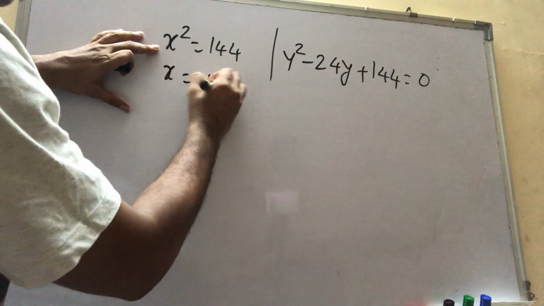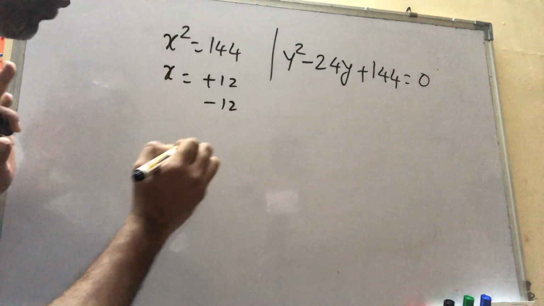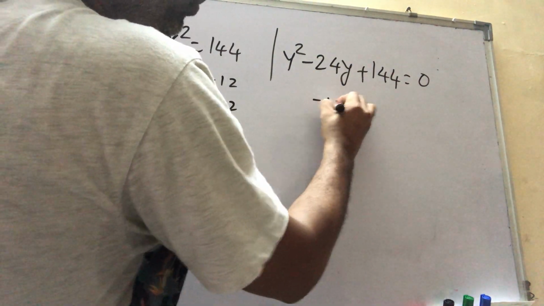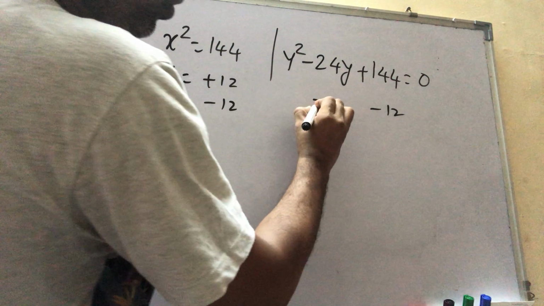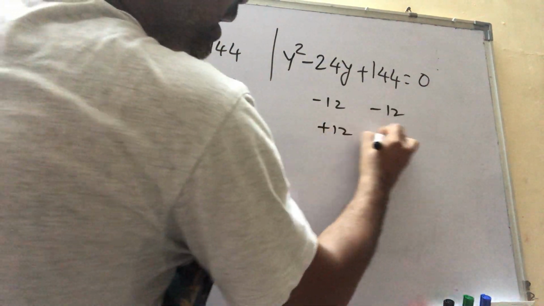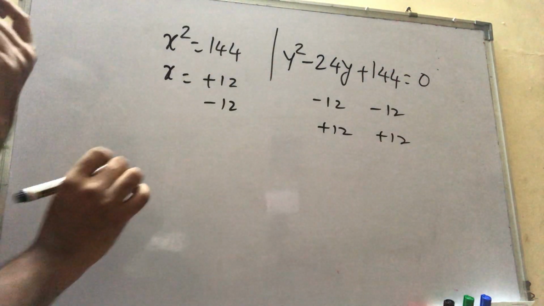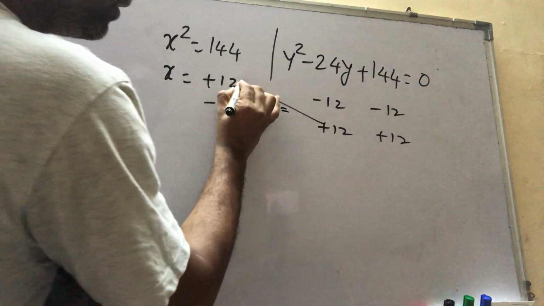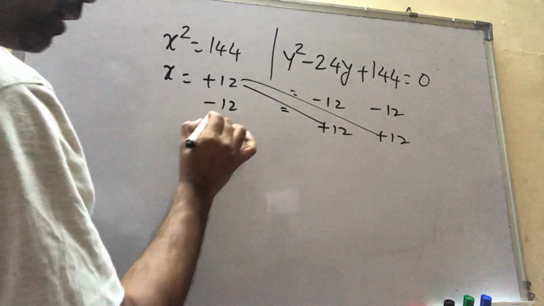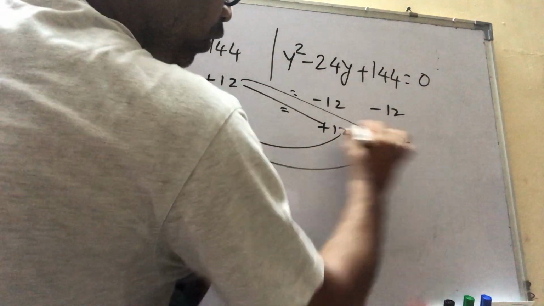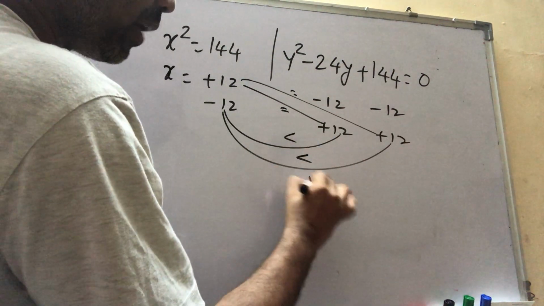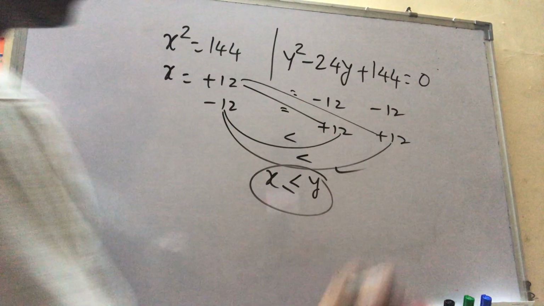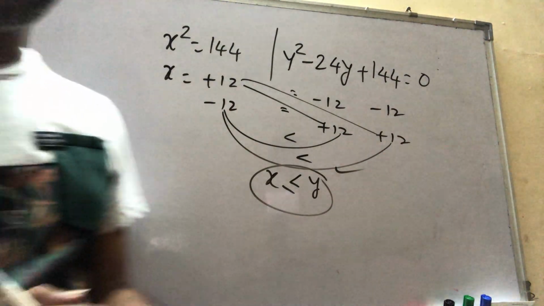x is equal to plus 12 and minus 12, and here minus 12 and minus 12. So taking it across, that will become plus 12 and plus 12. Okay, so compare this. Both are equal. Compare this, both are equal. And when you compare this, obviously 12 is greater. So the answer is y is greater than or equal to x. Very good. All are getting the right answer. Great.